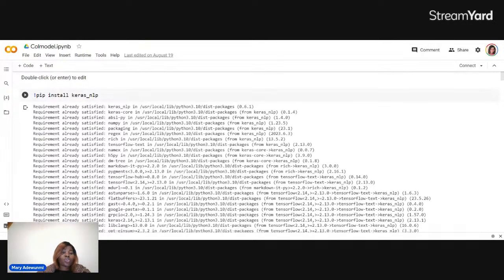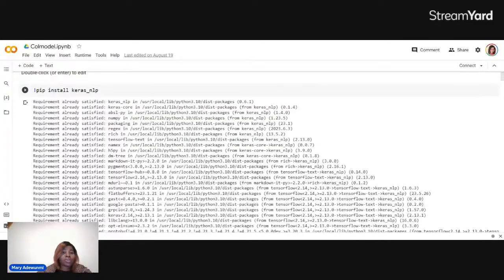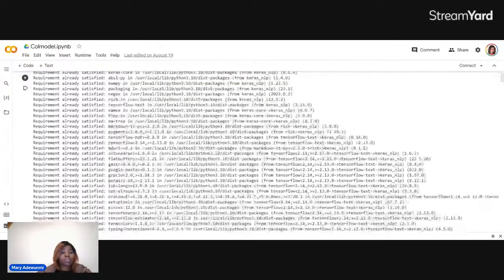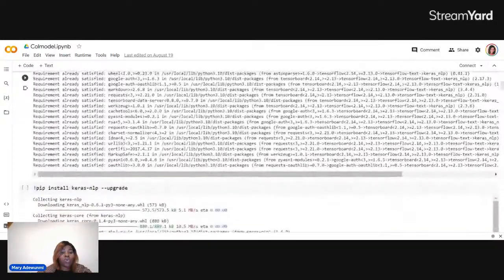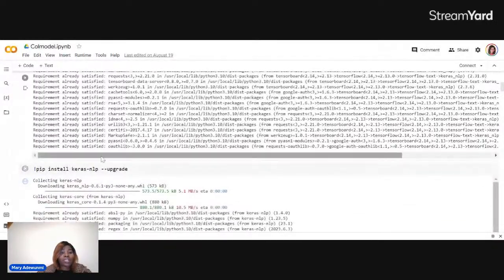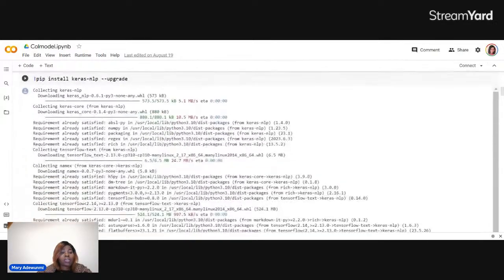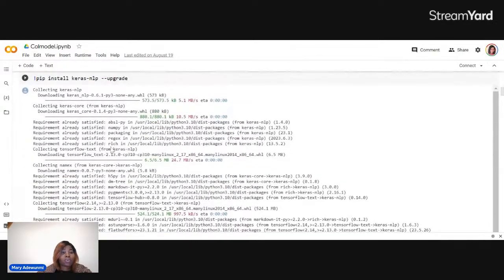So first I use Keras NLP. It's going to take a long process, but I might not run it. I installed Keras NLP and upgraded Keras. The data is not held. Oh, I will have to join the data.